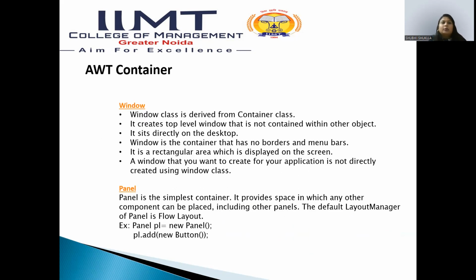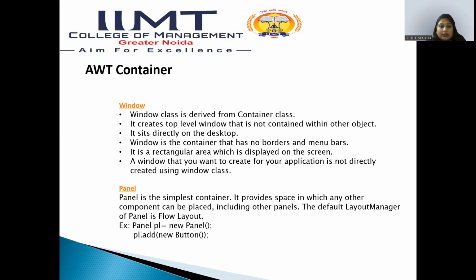Next is AWT container. So first one is window. Window class is derived from Container class. It creates a top level window that is not contained within another object. Window is a container that has no border and menu bar. It is a rectangular area which is displayed on the screen. A window that you want to create for your application is not directly created using the Window class.